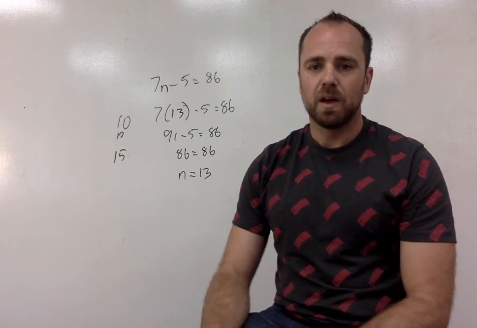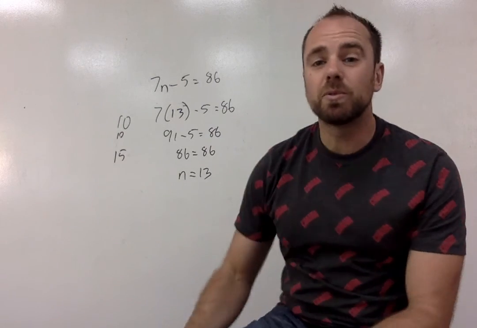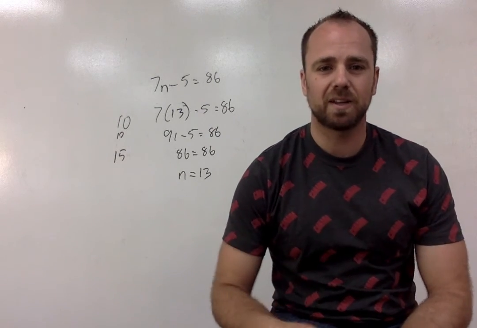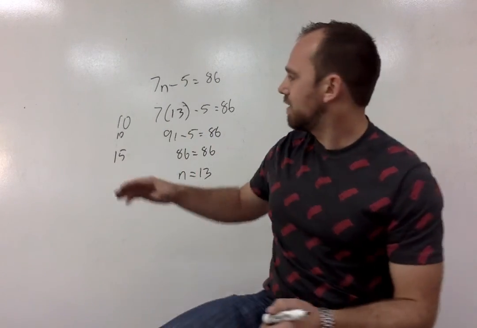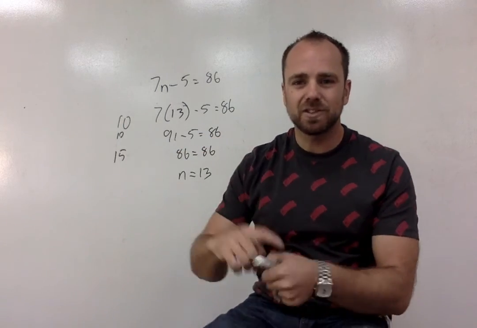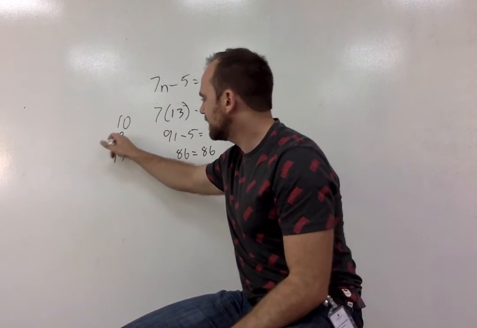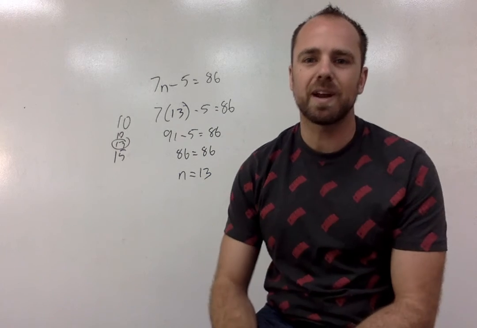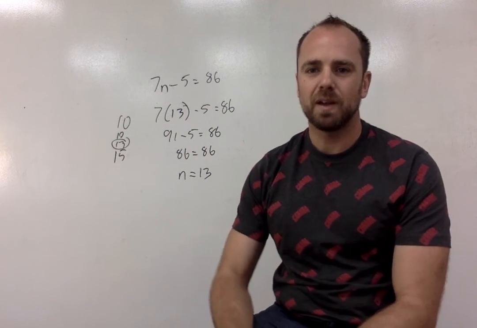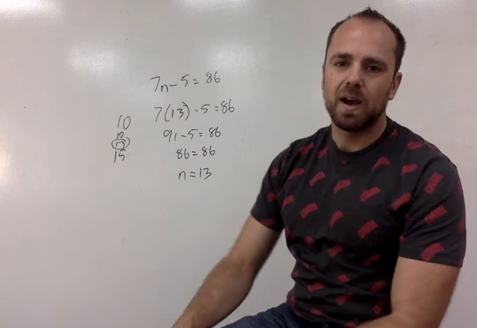Okay? So this is essentially what we're doing. We're doing trial and error to try to calculate the answer. Try to narrow it down. I started with 10 and 15, and then I found out that 13 was the number that I was looking for. Okay? We can keep going that way.